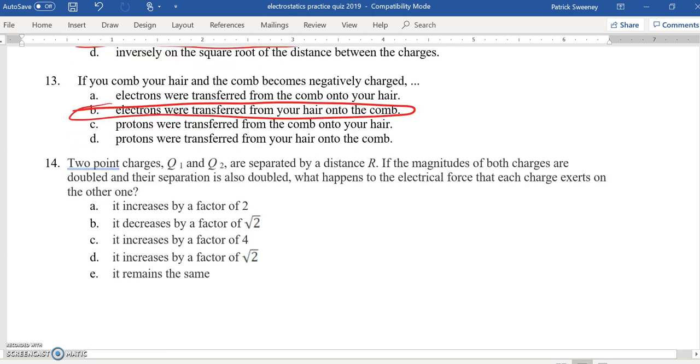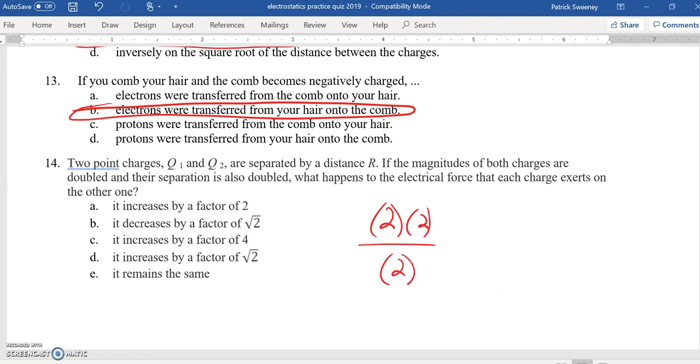Number 14, two point charges Q1 and Q2 are separated by a distance r. If the magnitudes of both charges are doubled, so you got 2 times 2 in the numerator, and the separation distance is also doubled, what happens to this force? 4 over 4, so nothing happens to the force.